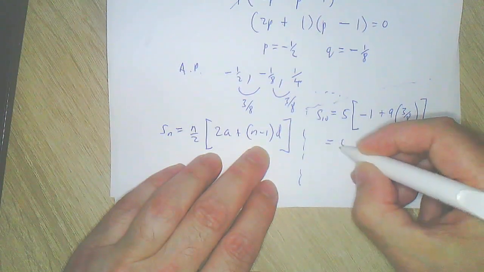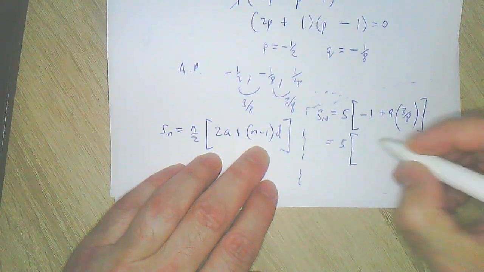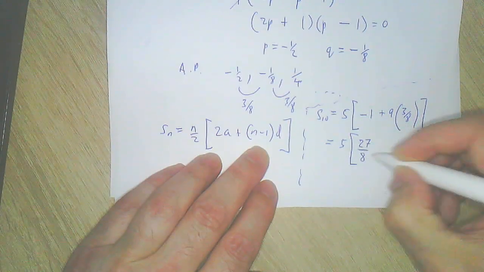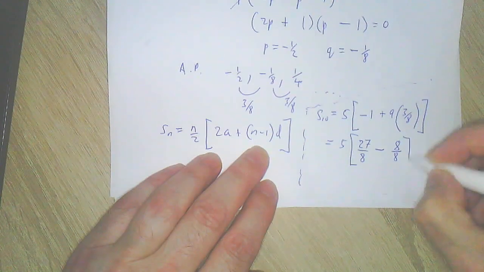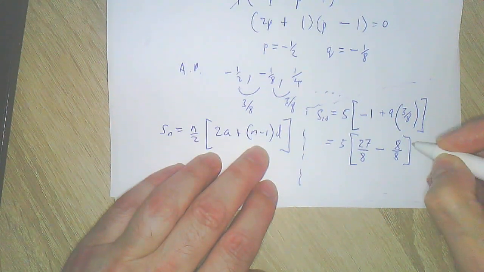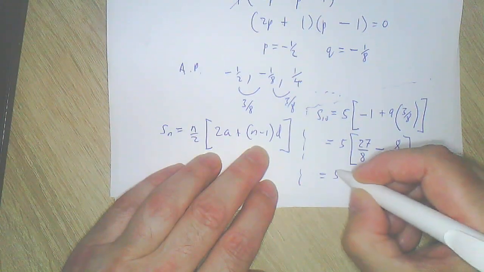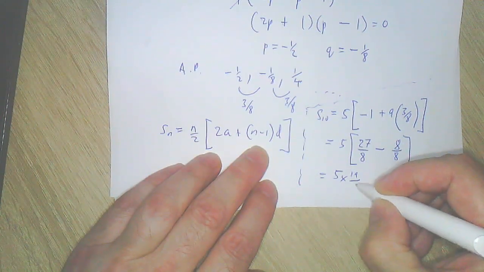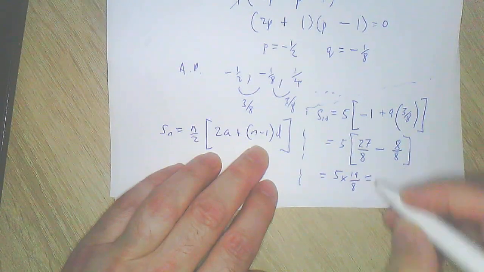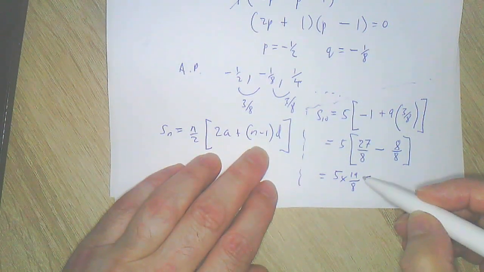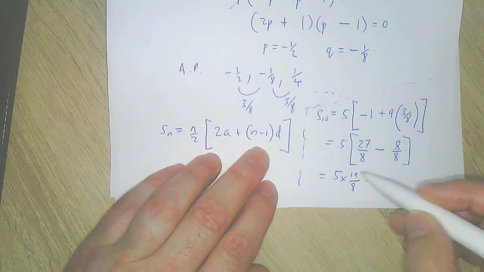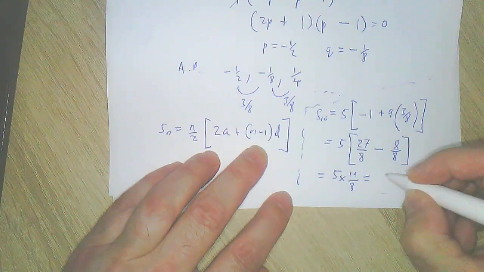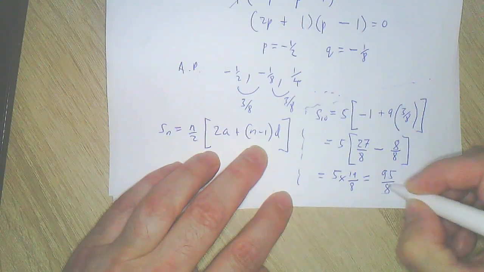So this equals 5 lots of 9 times 3 is 27 over 8, minus 1. Well, that's 8 over 8. So 27 minus 8 is 19. 5 times 19 over 8 equals, well, half of 19 is 9.5, 9.5 times 10 is 95. So I get 95 over 8.